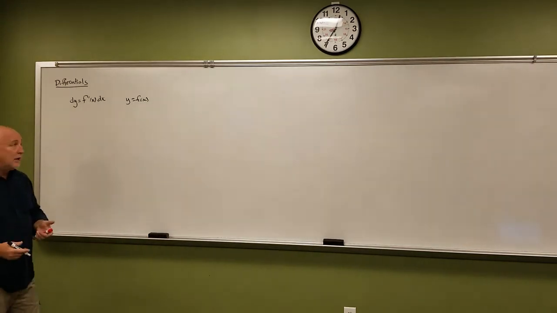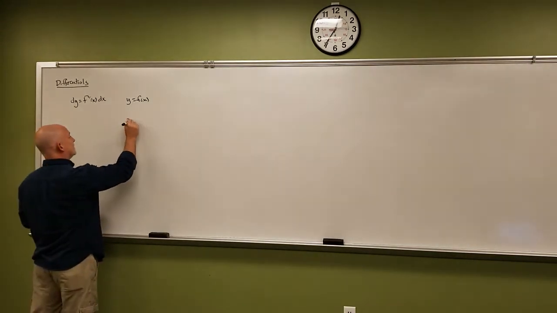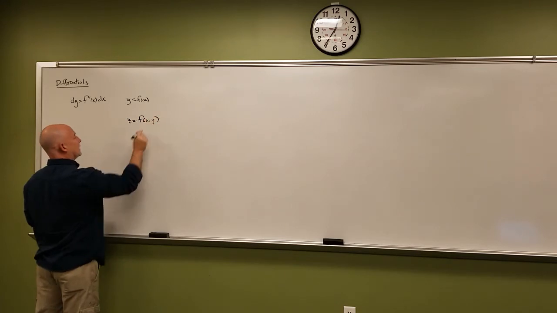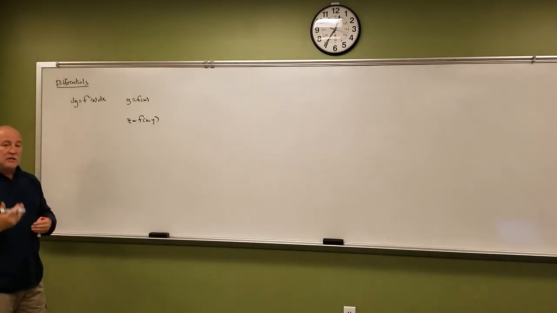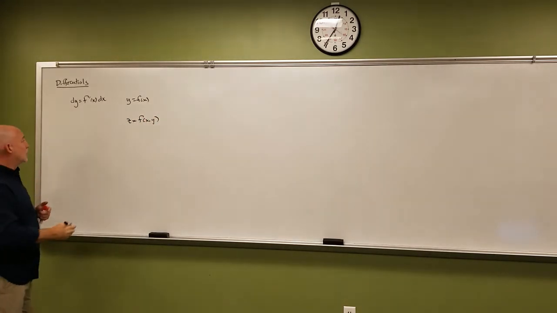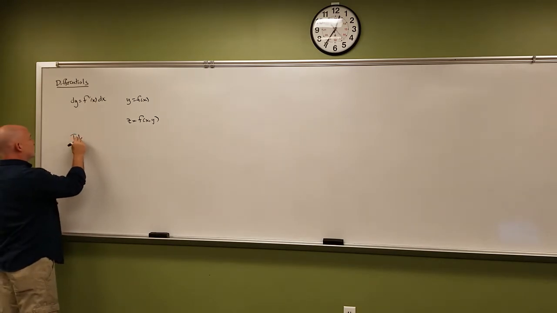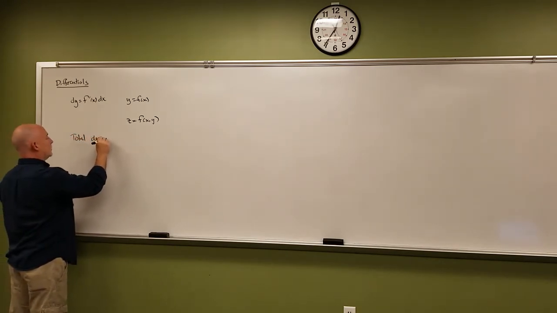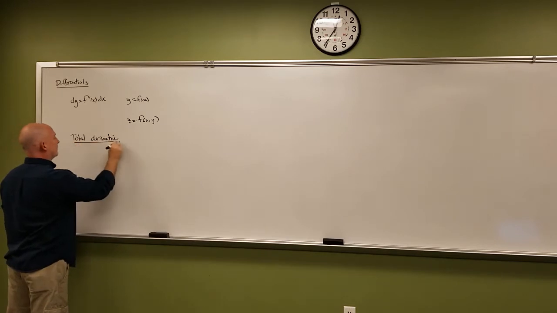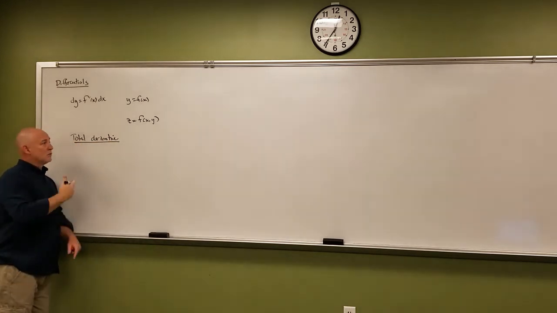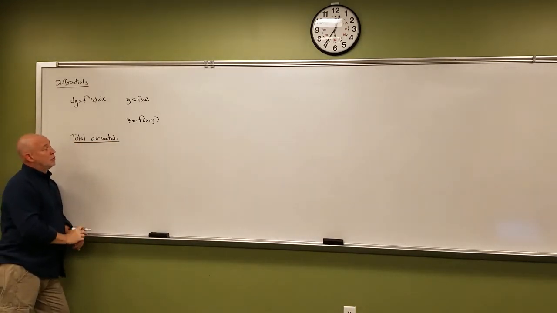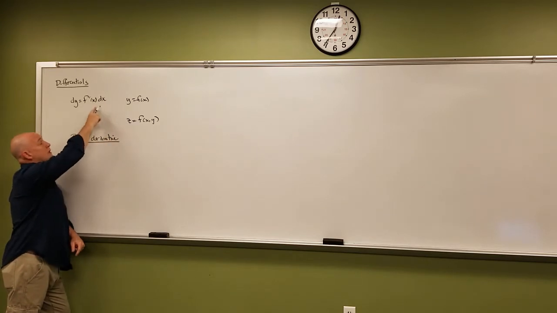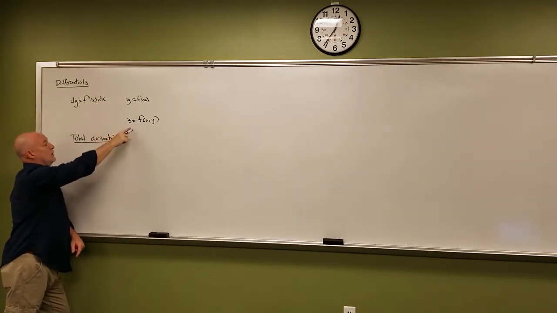Now, how do we do that if we have z as some function of x and y? So now we're extending the idea a little bit farther. A lot of books will call this the total derivative. I think that's not a really good name, but really, we're just taking a look at what the differential would look like. The same concept is just going to be expanded.